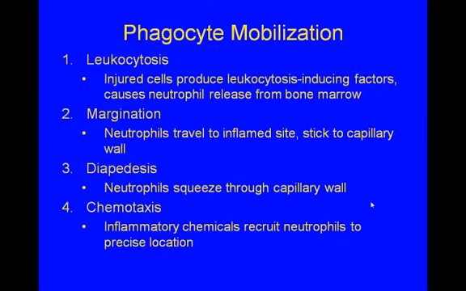Then you have margination. That's where those new neutrophils then have to travel to the inflamed site, and they stick to the capillary wall, and then they go through diapedesis where they squeeze through the capillary wall, and then you've got chemotaxis. Remember, we've talked about it before as well. That's where the injured area is releasing inflammatory chemicals to tell the neutrophils the precise location to go to.